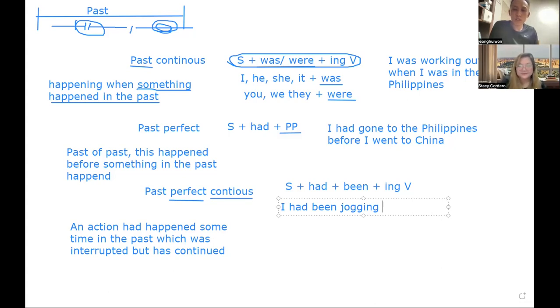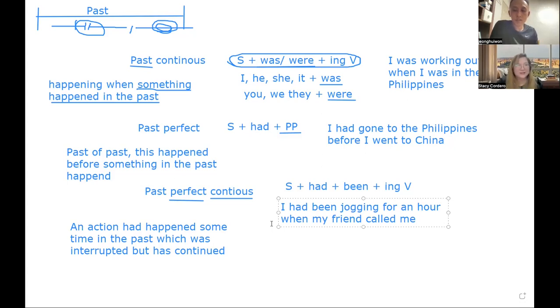For one hour. All right. So I had been jogging for an hour. An hour. When what happened? When my friend called me. Exactly. See, you have given me great sentences. So can you please read it for me? I had been jogging for an hour when my friend called me.